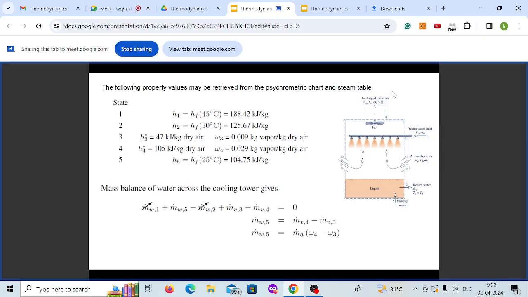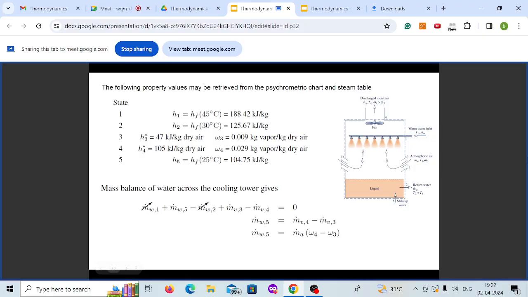You have to be careful in the psychrometric chart, it will be given in grams per kg of dry air. So we are dividing by 1000 to make it kg per kg. So you should be careful with the units there. And then h5 is the liquid water, which is the makeup water given at 25 degrees Celsius. So that enthalpy is 104.75 kilojoule per kg.